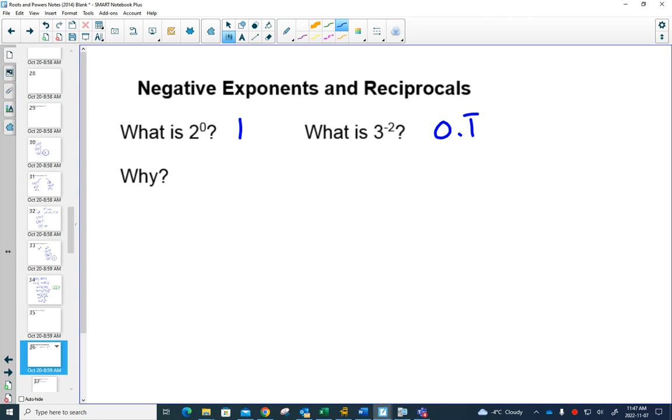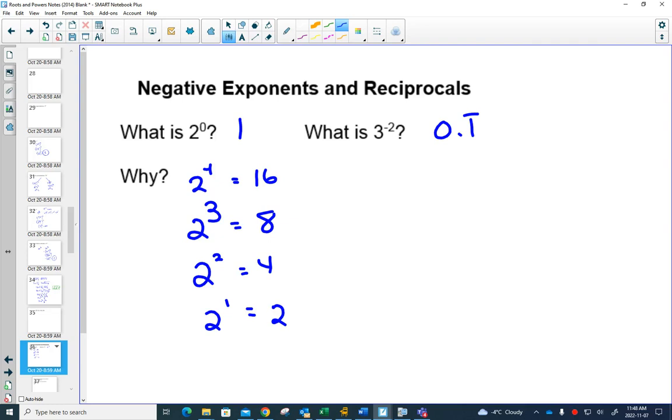So, we know that 2 cubed is 2 times 2 times 2, which is 8. And you know that 2 squared is 2 times 2, which is 4. And you know that 2 to the 1 is just 2. And you can figure out the next one going up, right? 2 times 2 times 2 times 2. You could do it that way, or you could just say it's going to be this one times another 2, you would get 16.